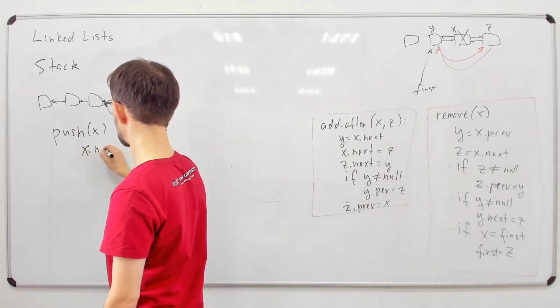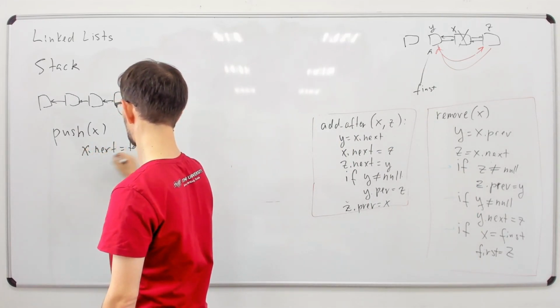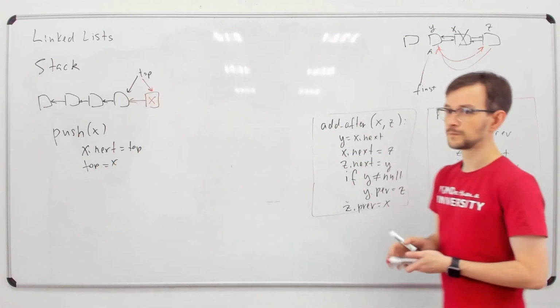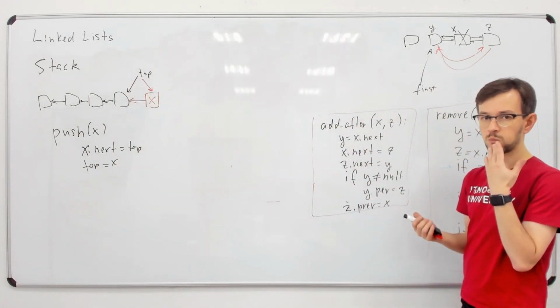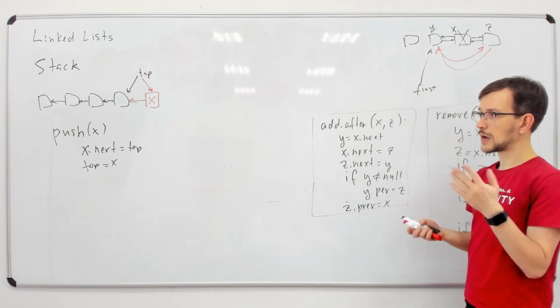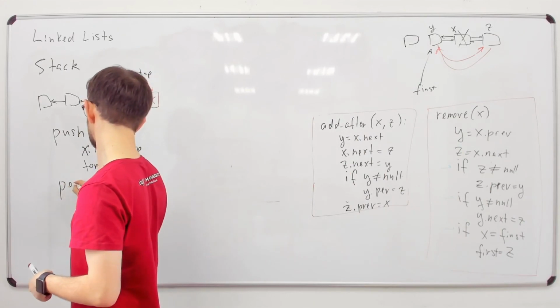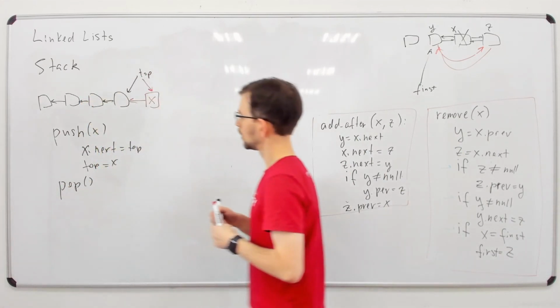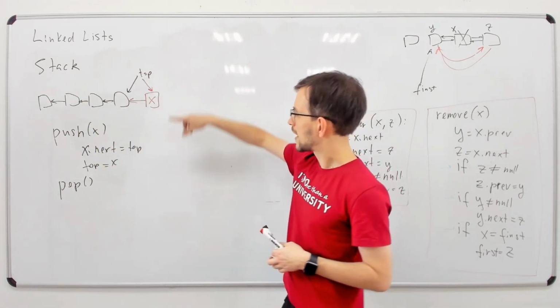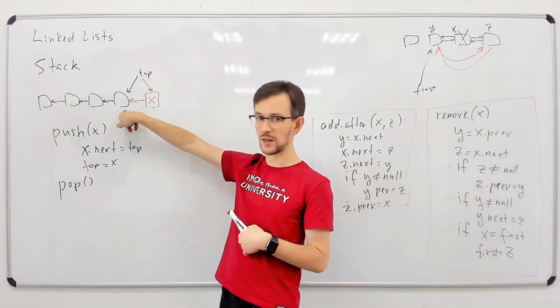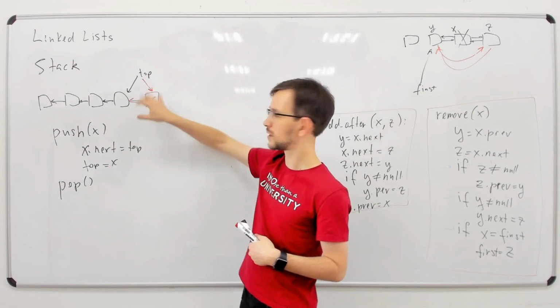What's that? Just x next to top and top equal to x. Yeah, basically all. That's how you push an element in the stack. And how you pop elements from the stack. Well, like before, we have the pointer to the top element of the stack. We need to move this pointer to the next element in the list and then return this element.